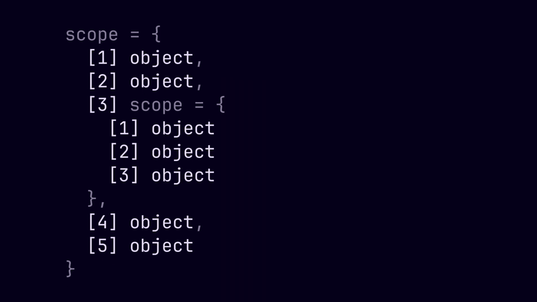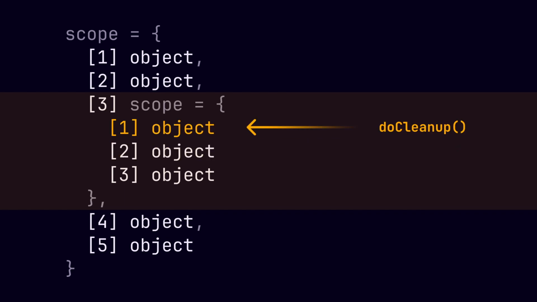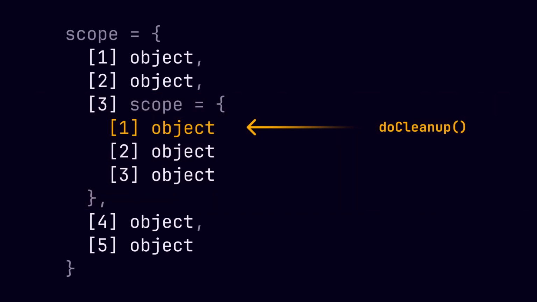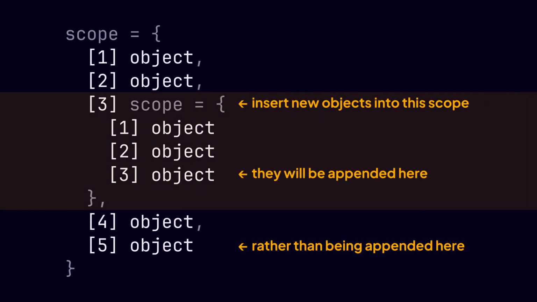But of particular interest to us, scopes can contain other scopes. When the doCleanup method encounters an inner scope, it will start cleaning up that inner scope from the end. Once it's done, it continues progressing through the outer scope as usual. This means if we add objects to the inner scope, we can destroy objects at that point rather than appending them to the end of the whole outer scope. We can use this fact to model the destruction ordering that we want.